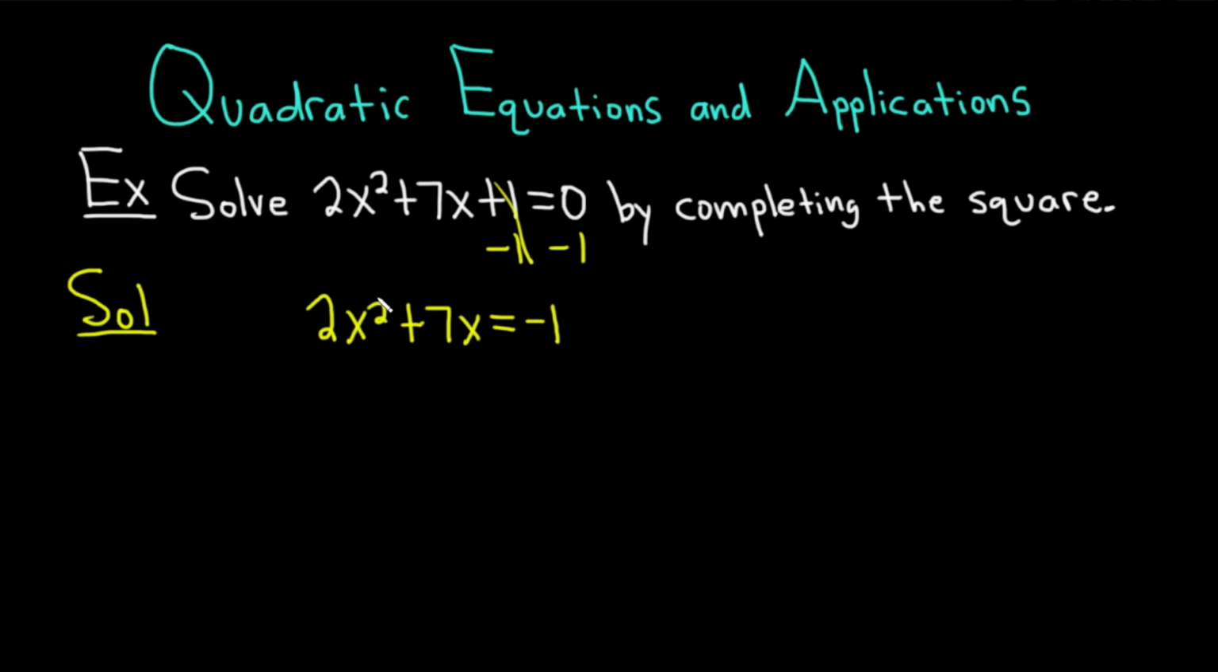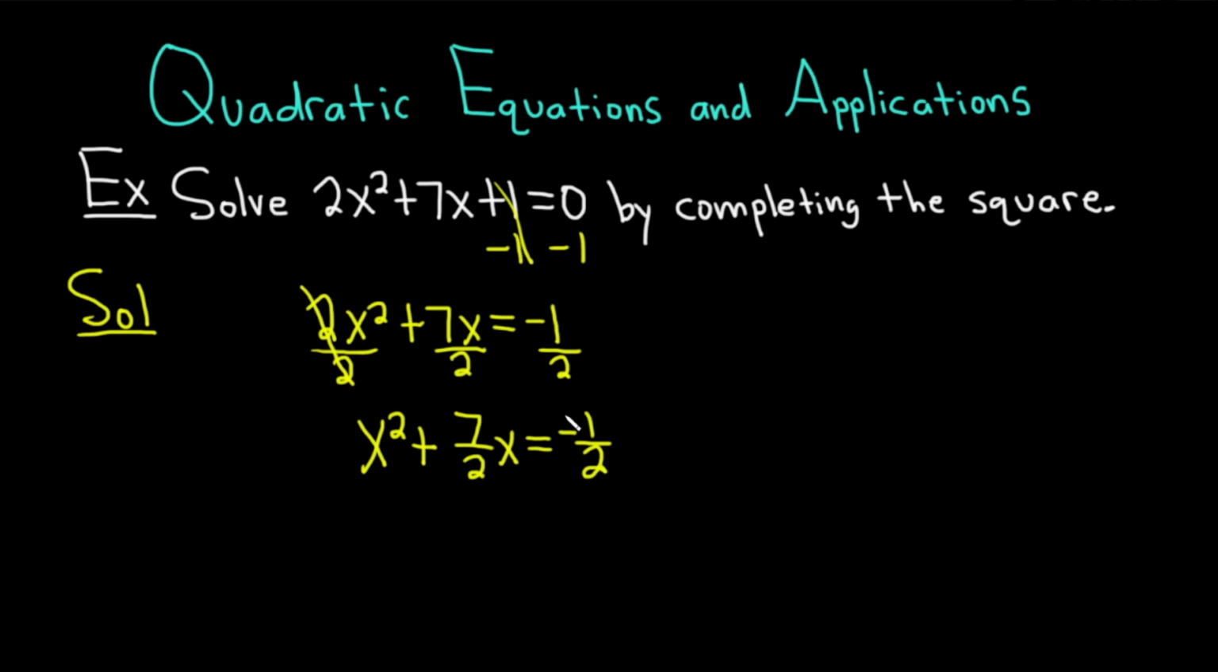The next step is to make sure that the coefficient of the x squared is a 1. So because we have a 2, let's go ahead and divide everything by 2. So you divide by 2, divide by 2, divide by 2. These cancel, so you get x squared plus this piece here, the 7x over 2. Let's write it like this, 7 over 2 times x. And this is equal to -1 over 2.